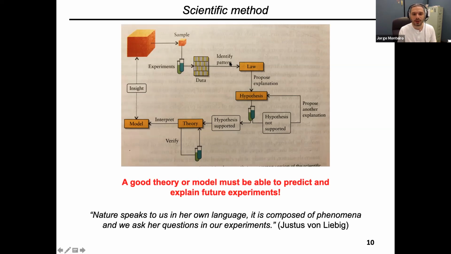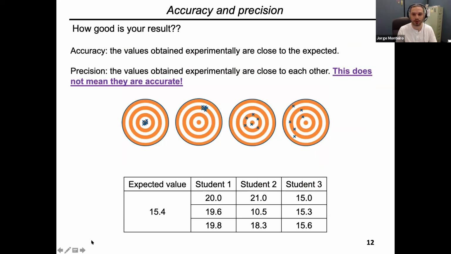All right. So as I told you, collecting data and recording data is very, very, very important. And we are going to focus our attention on that from now on. So let's start with the definitions of accuracy and precision.